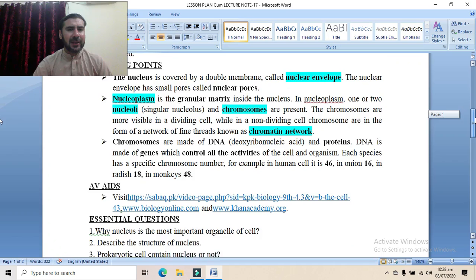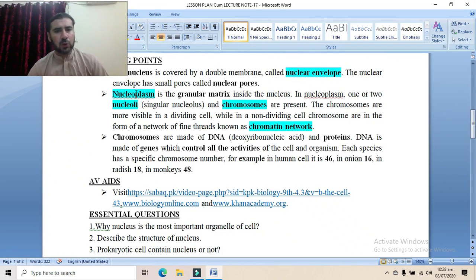Now inside the membrane there is nucleoplasm. Nucleoplasm is basically the granular matrix, the matrix which contains small granules, so that's why it is called granular matrix. In the nucleoplasm, one or two small organelles which are known as nucleoli, the singular is nucleolus, as well as the chromosomes are found inside the nucleoplasm. So the nucleoplasm contains two important things: number one, one or more nucleoli, and secondly, the chromosomes.